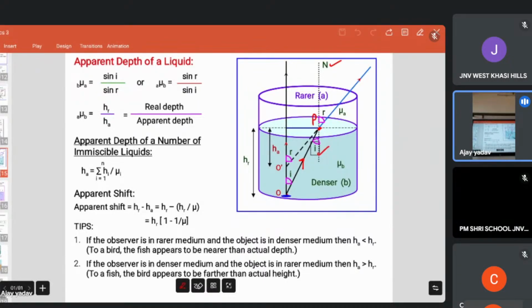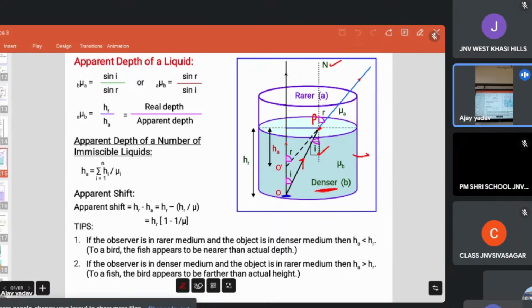So this water is the denser medium, and above the water there is air, which is the rarer medium. So now the light is going from denser medium to rarer medium. If a ray is going from denser to rarer, then it will bend away from the normal. So this is the normal and this is the refracted ray. The angle between the normal and the refracted ray is the angle of refraction. So this angle is the angle of incidence, and this angle is also I, as it is the alternate angle. And this angle is R, so this angle will also be R.